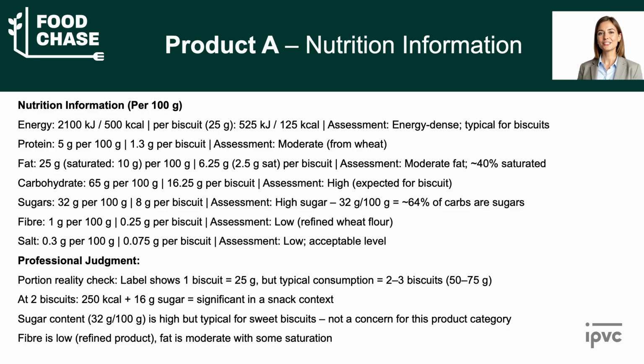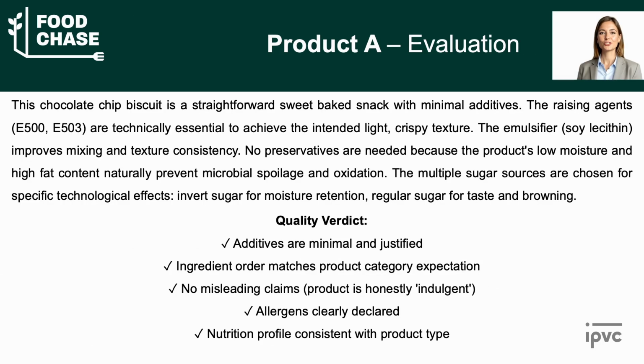And for a biscuit, this profile is normal. If you wanted a healthier biscuit, you'd expect to see more fiber, less sugar, or ingredient changes like whole grain flour. This one is what it claims to be: indulgent. This is how a professional reads a label. You don't judge a biscuit by a salad's standards. You evaluate it against what it's supposed to be.